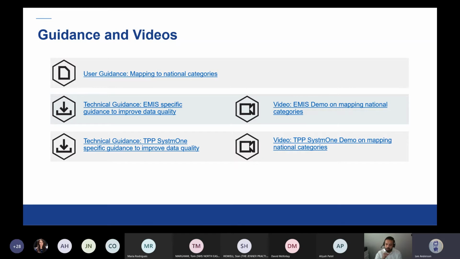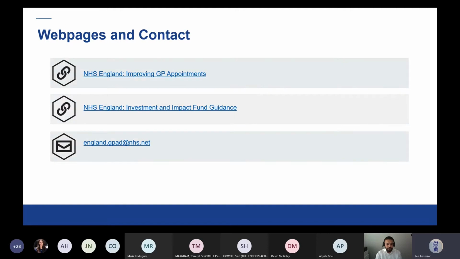And if you do get stuck on the national mappings, then there are videos from Halbeck who provide that to us, and you can just watch a demo of them doing their mapping, and that will help you if you need that help. And then the next slide, please.